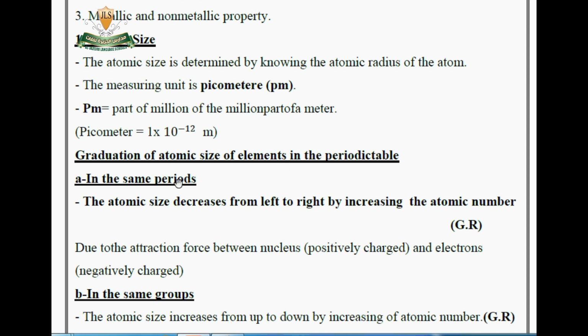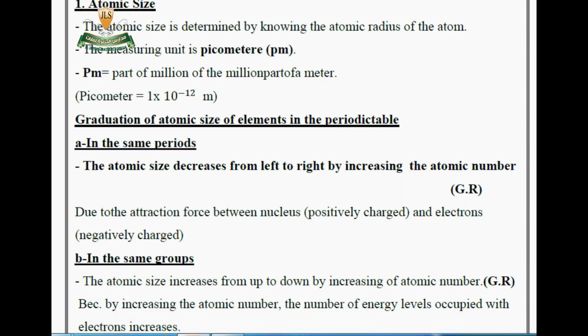We will study the graduation in the same period and in the same group. First, in the same period, the atomic size decreases from left to right by increasing the atomic number. Give reason why the atomic size decreases: due to the attraction force between the nucleus and the electrons in the outermost energy level.